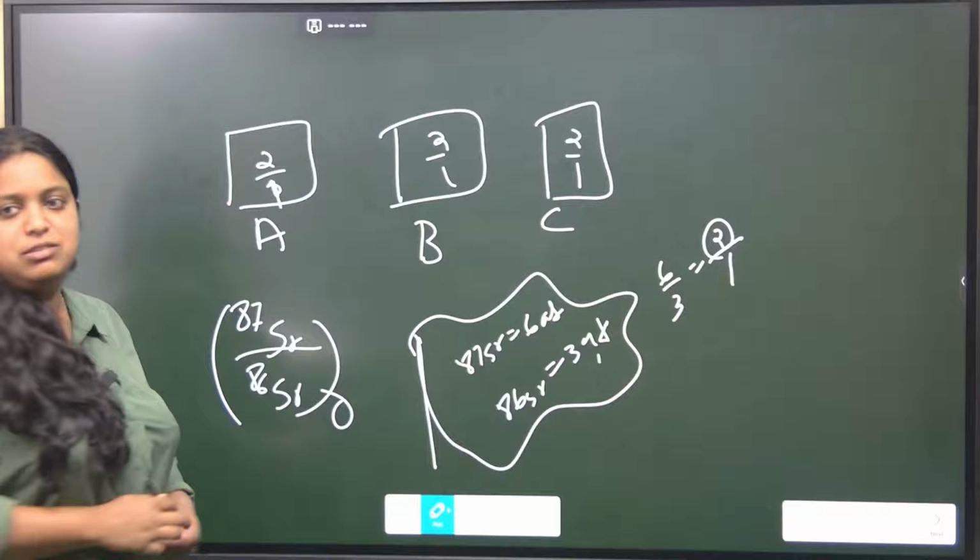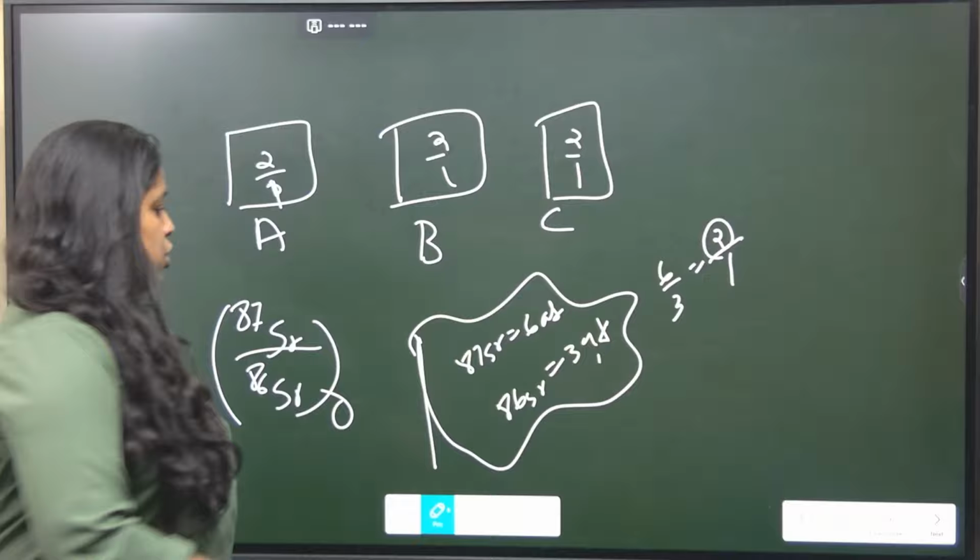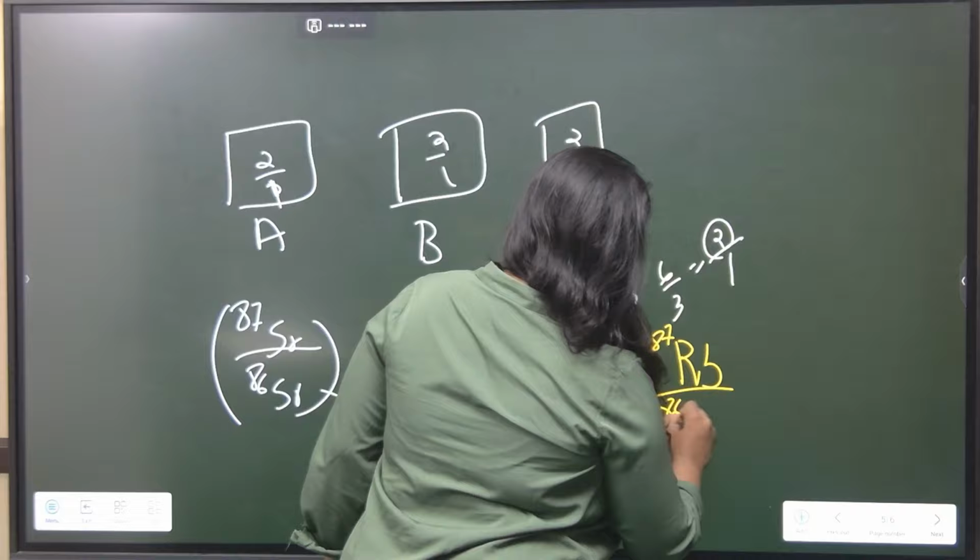Whereas when I think about the rubidium and strontium, the 87 rubidium by 86 strontium ratio will be different for different minerals or different samples.